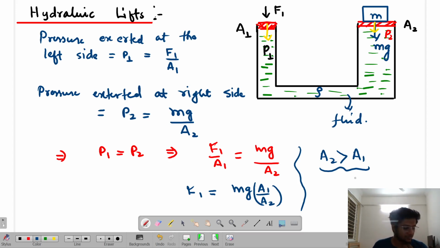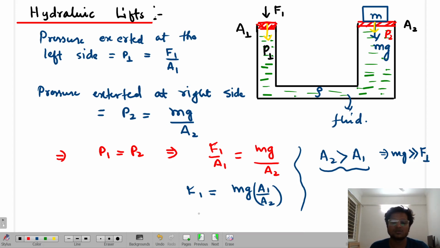बेसिकली सिंपल सी बात है. This implies mg is too much greater than F1, isn't it? So that is why. But since it can be balanced using the Pascal law, the amount of force that needs to be applied is how much? mg A1 by A2. Are you able to get me or not? Where A2 needs to be a bigger cross section and A1 needs to be a smaller cross section. Is that clear or not?